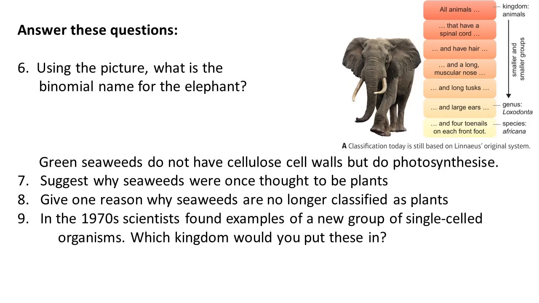Think back to the table we just filled in. There's a clue in the question itself. So seaweeds do not have a cellulose cell wall, but they do photosynthesize. Why do we now not classify them as plants? So you can add your answer below the video for that as well. And the last question here, in the 1970s, scientists found examples of a new group of single-celled organisms. Which kingdom would you put these in?